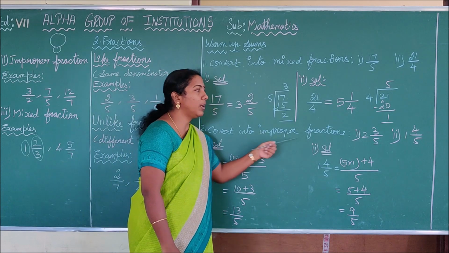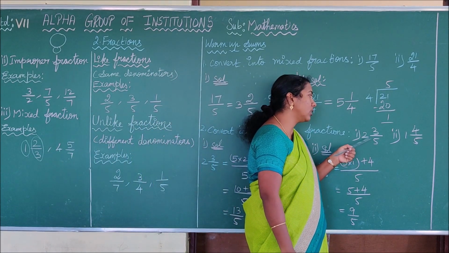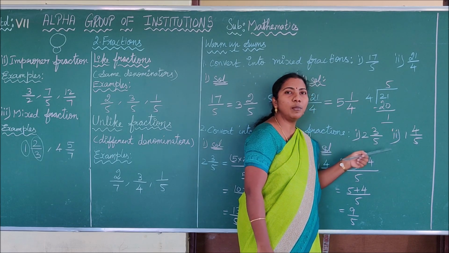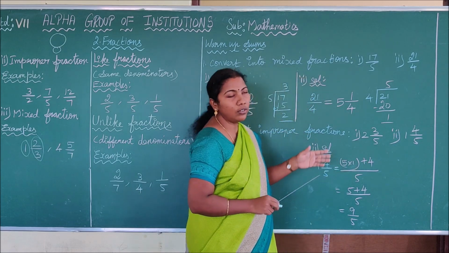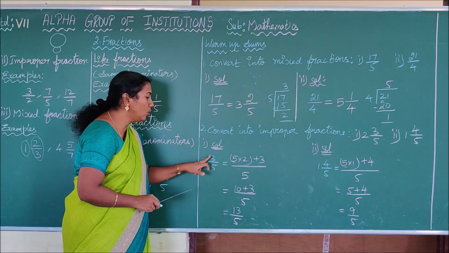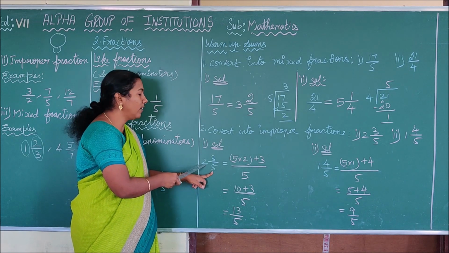Convert into improper fraction. This is the reverse process of the first sum. See the first question: 2 3 by 5, 1 4 by 5. These are all mixed fractions. Now we are going to convert these mixed fractions into improper fractions. How can we convert 2 3 by 5? First you have to multiply the 5 with 2 and add 3.